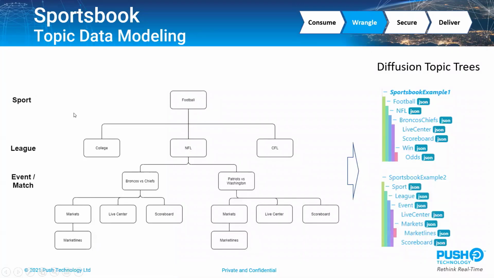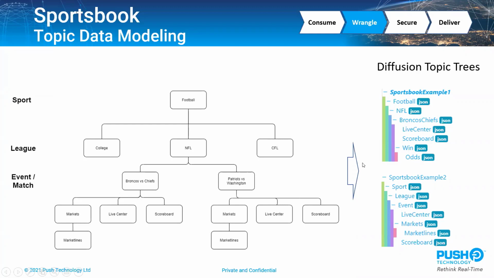So the tree for a sportsbook could be: I could have the sport, football. I could have my league underneath that, maybe the NFL or college. I could have a specific event or match that's going on, like the Broncos and the Chiefs. And then underneath that, I've got my specific markets, the types of markets that customers and gamers can bet against. Maybe I'll have some data streaming into my live center or scoreboard portions of my sportsbook for that particular event, and then specific odds that customers can bet upon.